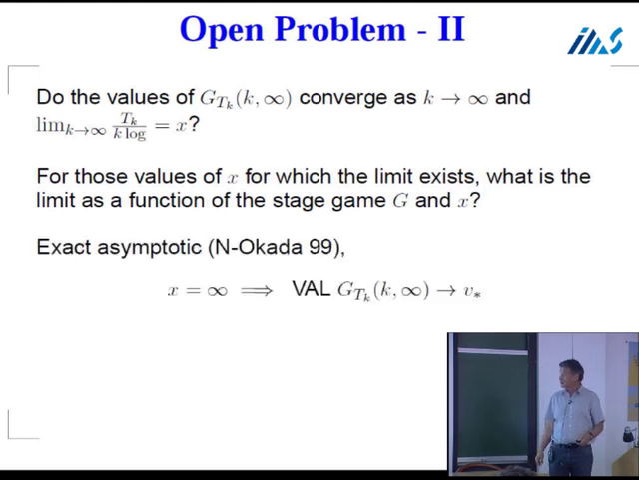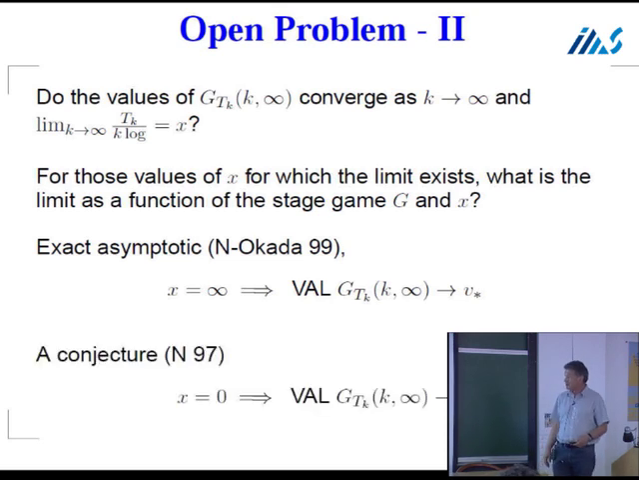And exact asymptotics is known, so this is when x goes to infinity, when x equals infinity, then it means that the smarter player could bring the weaker player to the min-max in pure action. So he could eventually guess him in most rounds of the game, he could guess exactly the action.